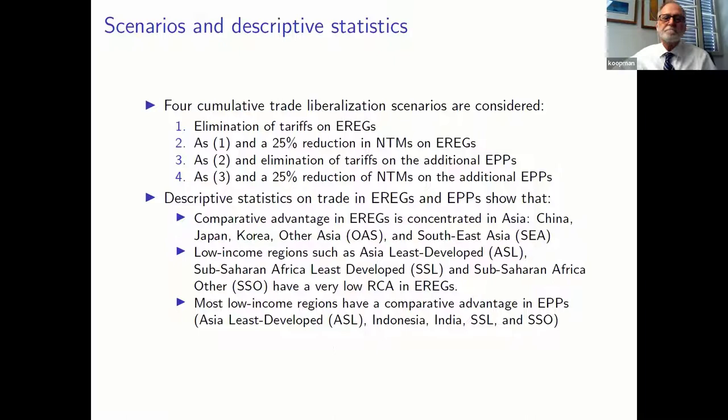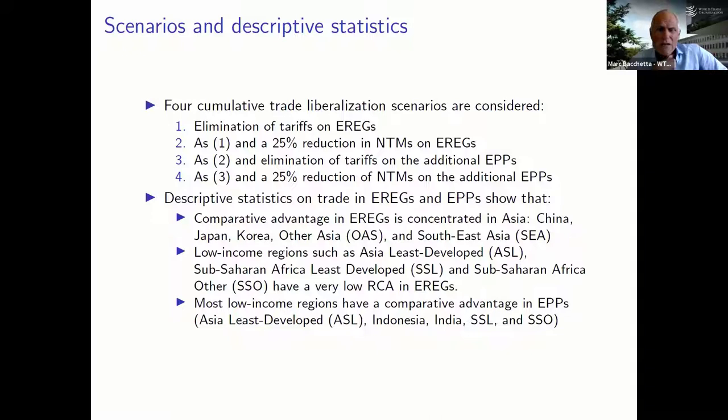Okay. Four cumulative trade liberalization scenarios are considered. The elimination of tariffs on EREGs is the first one. That plus a 25% reduction in NTMs on EREGs is the second. Then we add the elimination of tariffs on the additional environmentally preferable products. And lastly, we add a 25% reduction of NTMs on the additional EPPs.